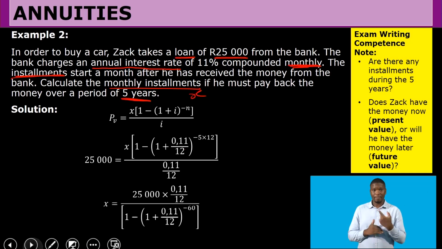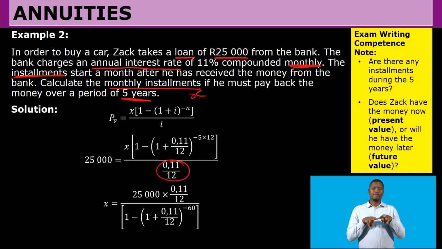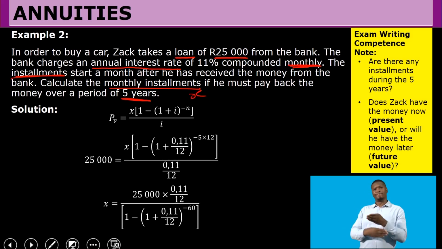Now, when we make X the subject of the formula again, we are going to multiply our value on the left-hand side by the interest rate, which is 0.11 divided by 12. And then we are also going to divide by this whole bracket. So we're going to multiply by the interest and divide by that big bracket there, just so that we can make X the subject of the formula.